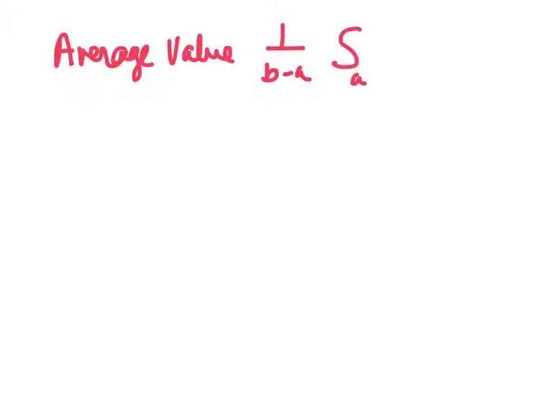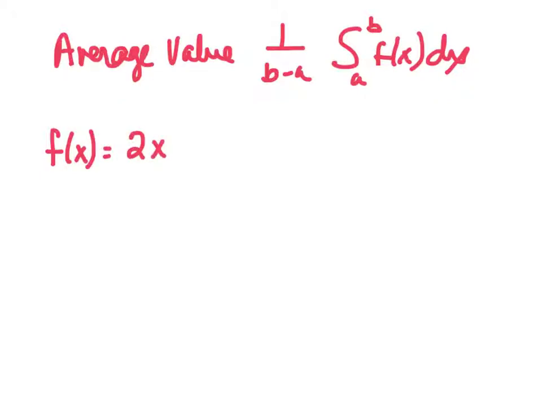Now we're going to take a moment and just work through one problem. Again, remember that my formula for average value is 1 over b minus a, the integral from a to b of f of x dx. So a typical problem might be something like this. Find the average value for f of x is equal to, let's say, 2x plus 7. We'll start with something easy. From x equals 0 to x equals 4.